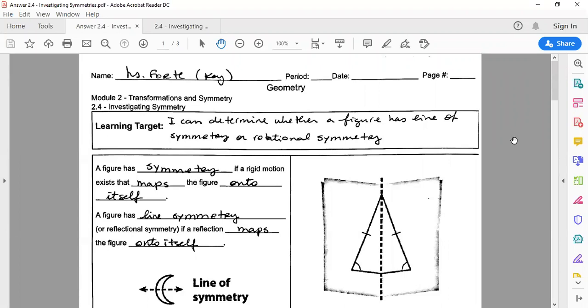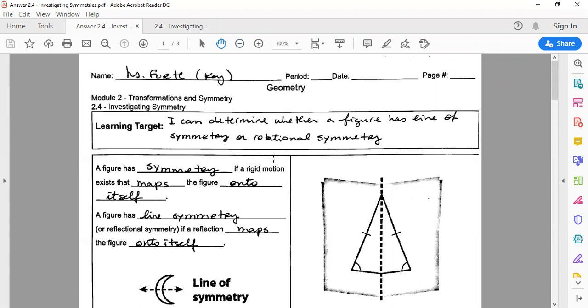All right, guys. So let's talk about investigating symmetry. For the learning target for this section, I can determine whether a figure has line of symmetry or rotational symmetry. A figure has symmetry if a rigid motion exists that maps the figure onto itself.